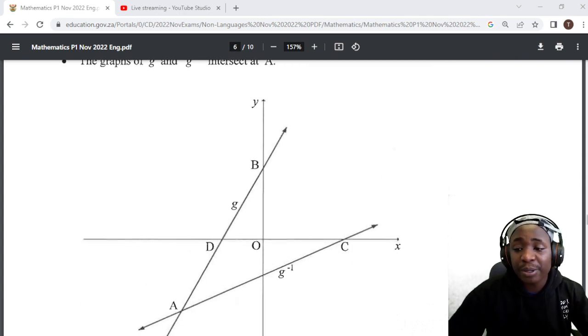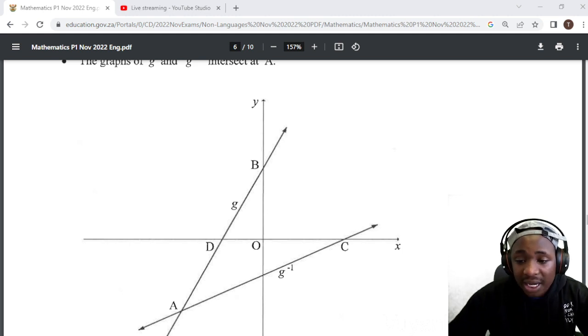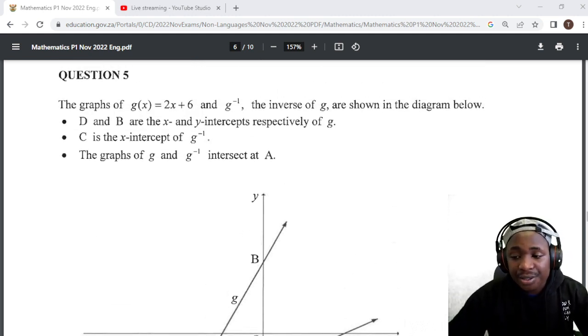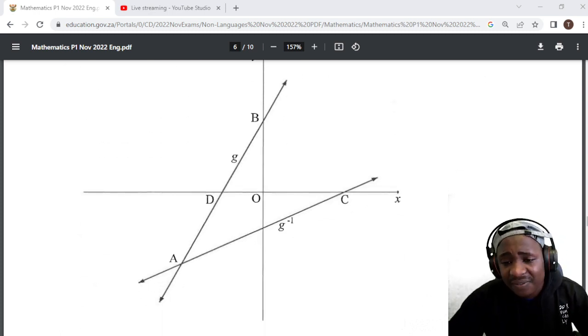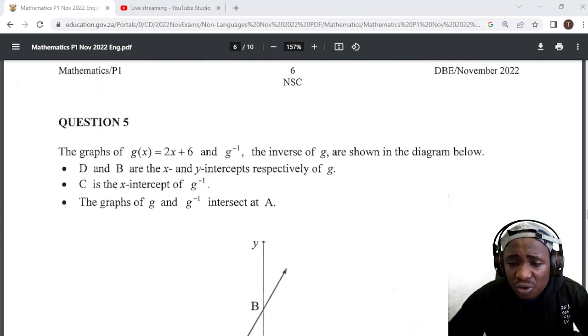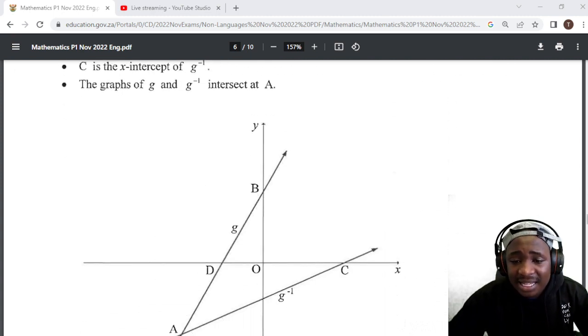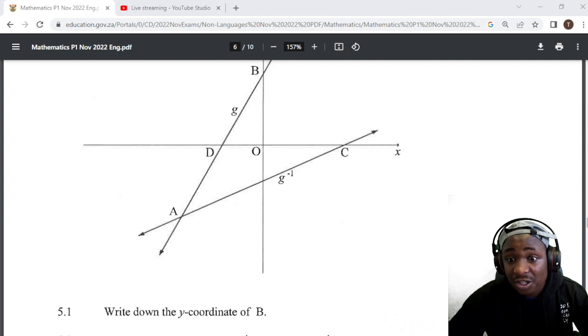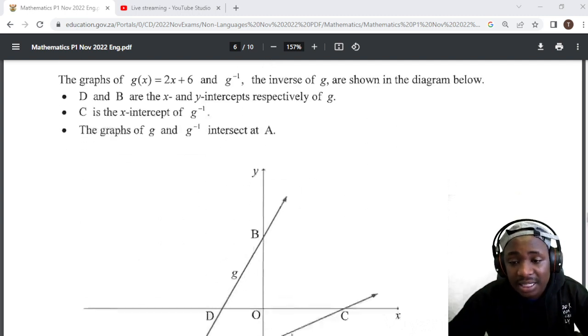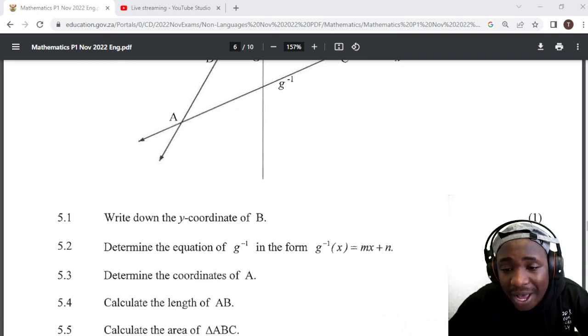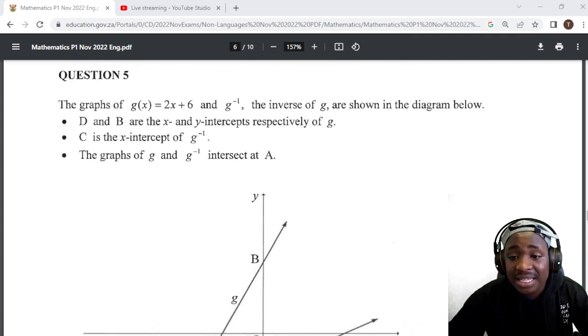of the function, which means B will be (0, y) as a coordinate and D will be (x, 0) as a coordinate. And we can literally see that B should be a positive y value and D should be a negative x value. We are also told that C is the x-intercept of the inverse function, so that would be our C there. Then our A is just the point of intersection. Write down the y coordinate of B.